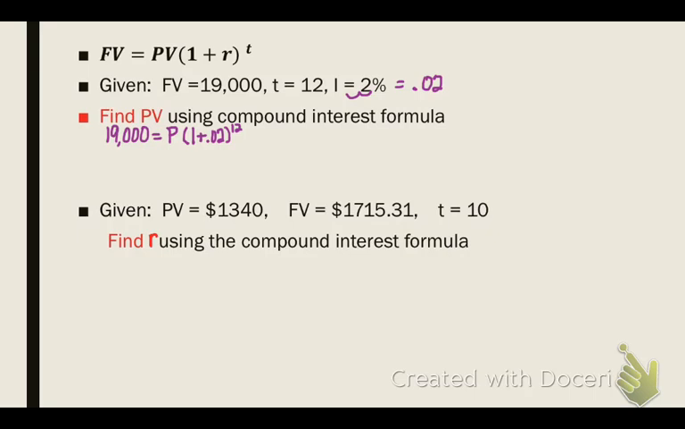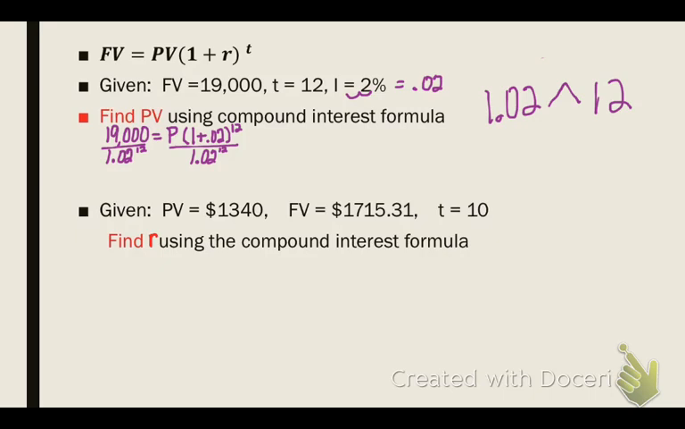Now, what I'm going to do is I am literally going to, in my calculator, either use a fraction key or a division key and say 19,000 divided by 1.02 raised to the 12th power. Now, in your calculator, there should be what I call a caret key. It looks like this. So if you put 1.02, and then hit that caret key, caret 12, that says take 1.02 and raise it to the 12th power.